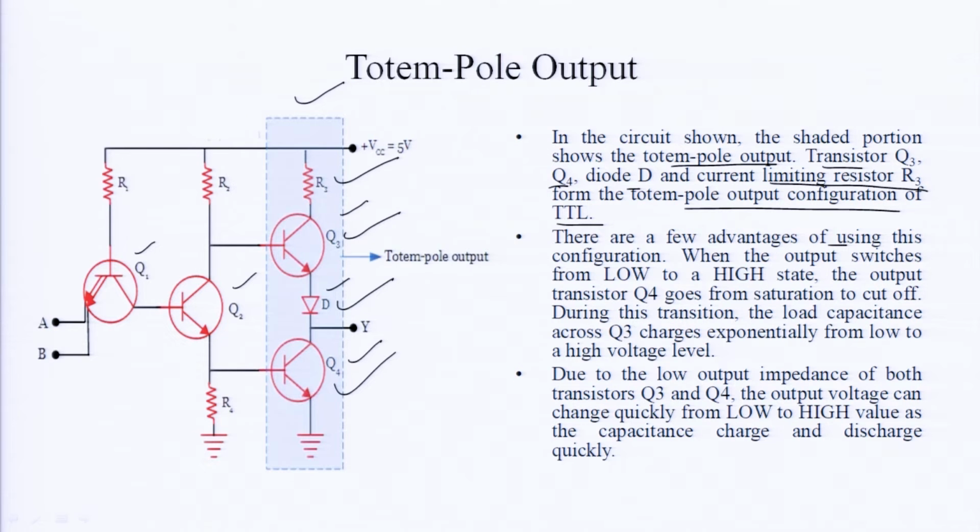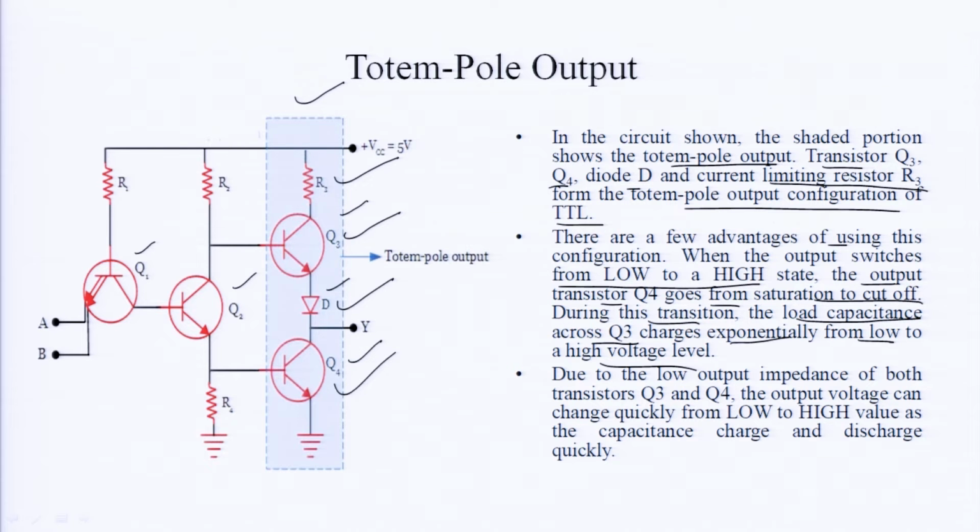So, first of all, when the output switches from low to high state, the output transistor Q4 goes from saturation to cutoff. Means when the output is moving from low to high, Q4 goes from saturation to cutoff. During this transition, the load capacitance across Q3 charges exponentially from low to higher voltage.